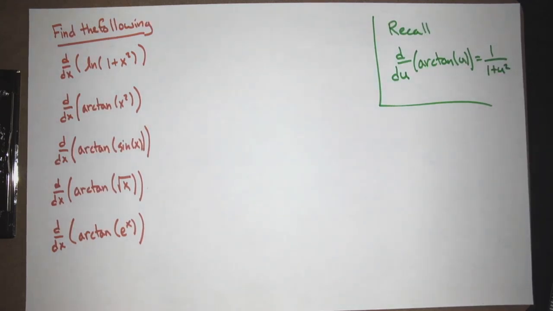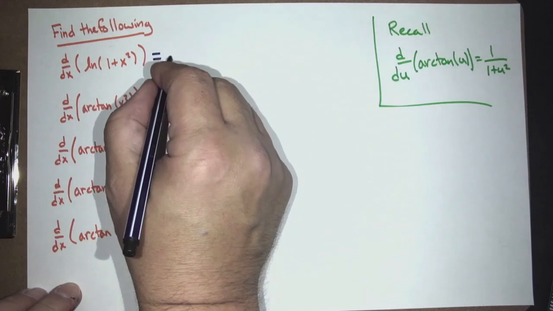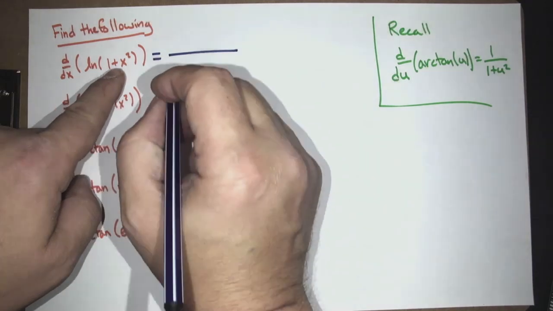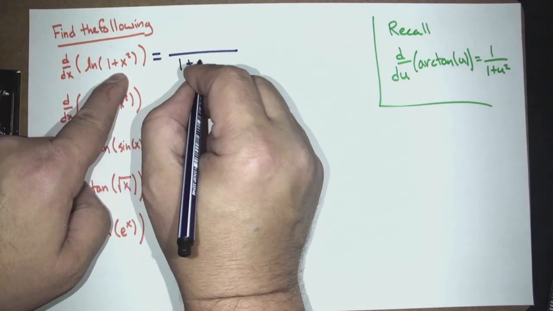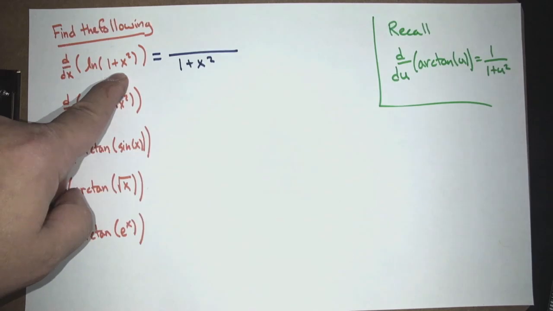All right. So, what's the derivative of natural log of 1 plus x squared? Do you remember how to take the derivative of a log? Yeah, there's an over thing happening with log. What goes downstairs? What's inside the function? What goes upstairs?